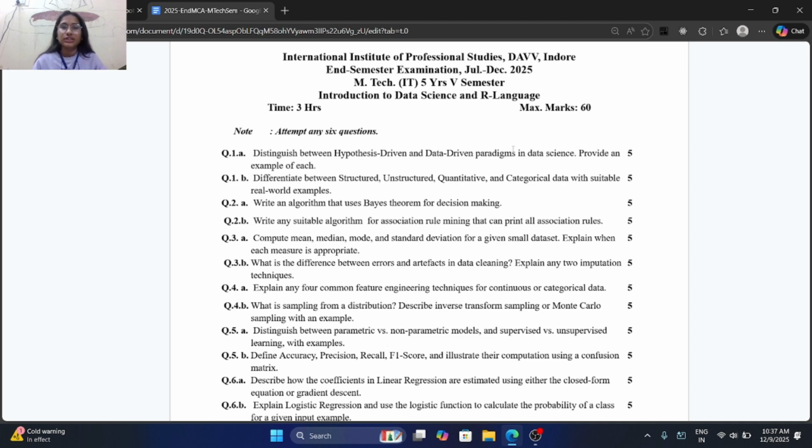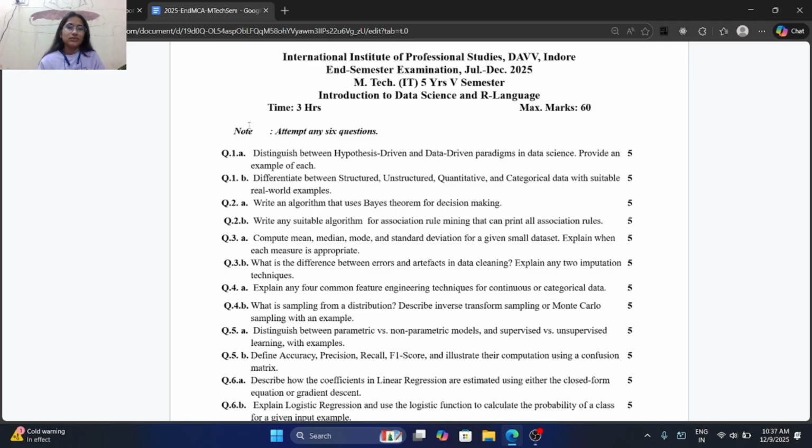Today we are going to discuss the new question paper of MTech, Introduction to Data Science and R Language. In this question paper, we have 9 questions, with each question having two parts, A and B. These questions look simple, but trust me, they come again and again in university papers. So let's understand them very clearly and with proper examples.